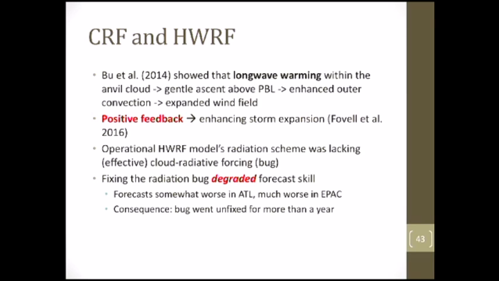They went down in the Atlantic quite a bit. They went way down in the East Pac. The skill scores got so much worse that actually they did not fix the bug. That bug went unfixed for one full hurricane season, okay, with clouds that were not cloudy, because the alternative of fixing that bug made the model forecast worse.